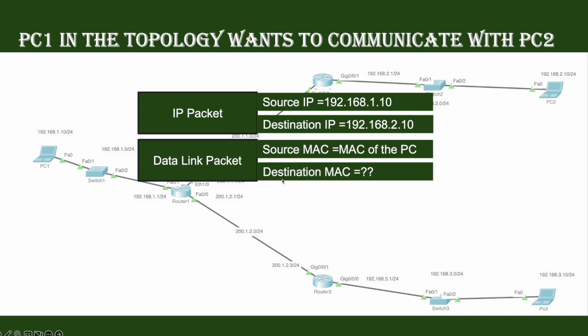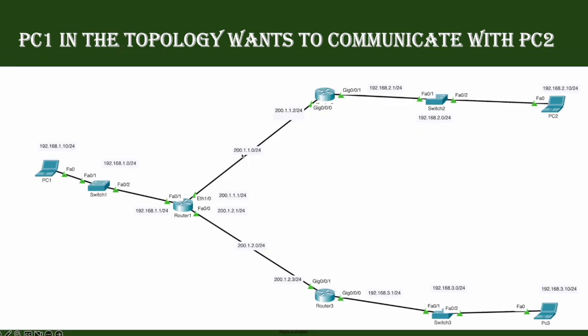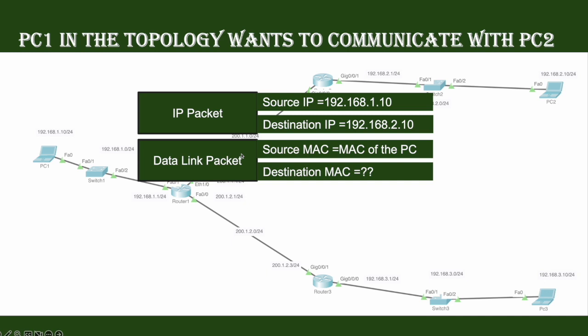Now, what it doesn't know is the destination MAC. The PC doesn't know right now where it has to send the packet to reach the destination 192.168.2.10. And it also doesn't know to which destination MAC address it has to send.